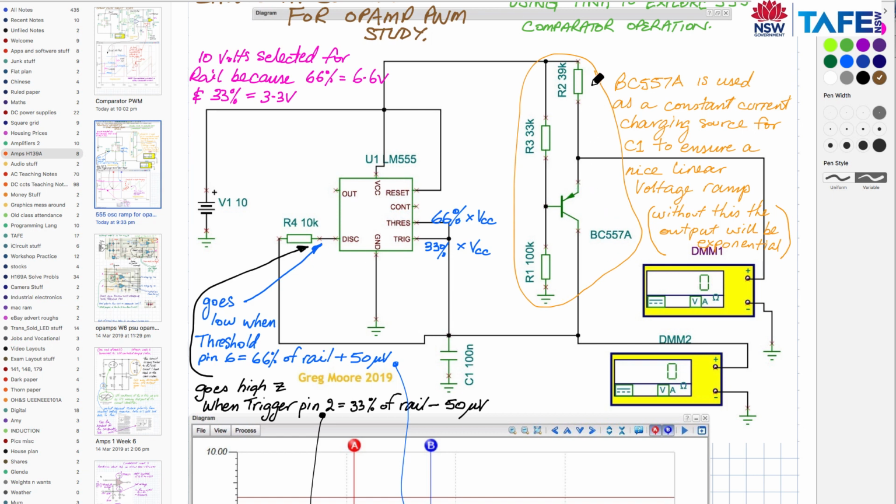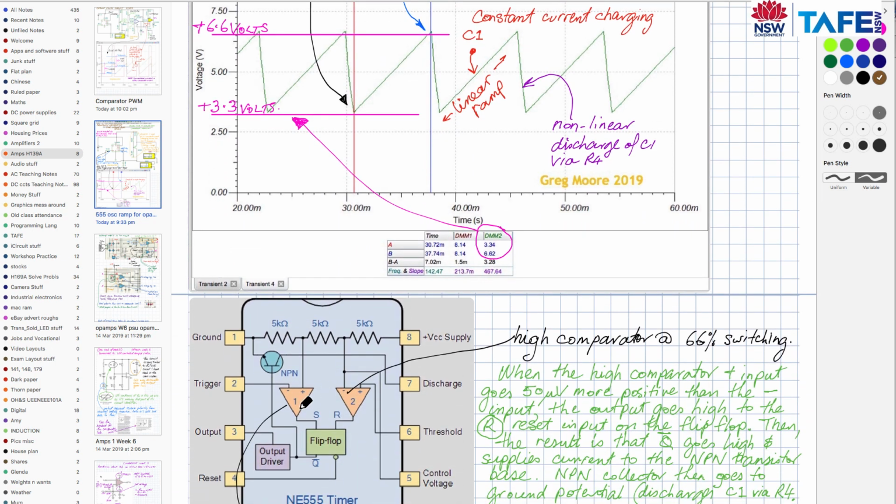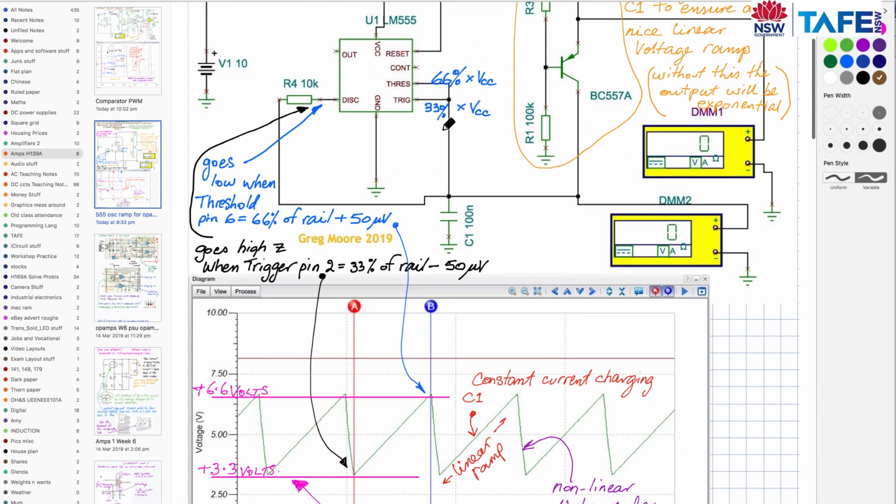So now I've got a constant current source coming down here that I've set up with the BC557, and the capacitor can start charging linearly because of that constant current which is fed across the capacitor plates. The voltage across the capacitor starts charging then at this 33% of VCC, which was set by the bottom comparator. We saw earlier that threshold on the bottom comparator is 33% of rail. The capacitor starts charging, heads up towards 66%.